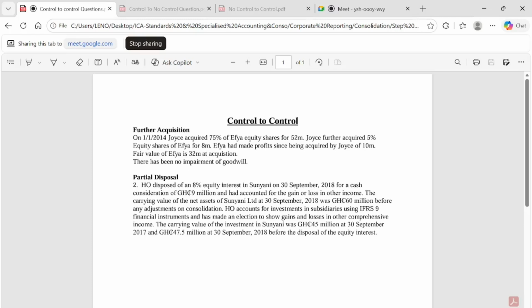All right. Now, when the acquisition took place, the equity share of the parent is 52 million, and then the equity shares of the subsidiary is 32 million at acquisition. During the period, you also agree with me that when a company acquires a subsidiary, whenever the subsidiary makes profit, the profit is shared between the subsidiary and the parent. So before the further acquisition, the subsidiary had already worked and made profit of 10 million. So that is the summary of the question.